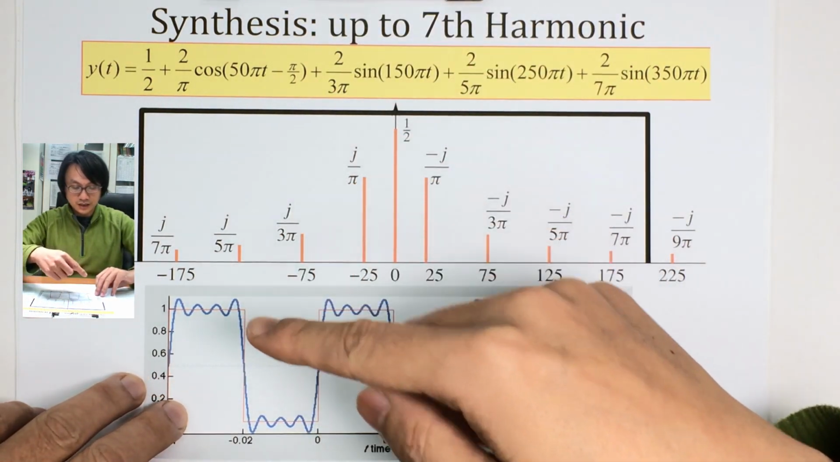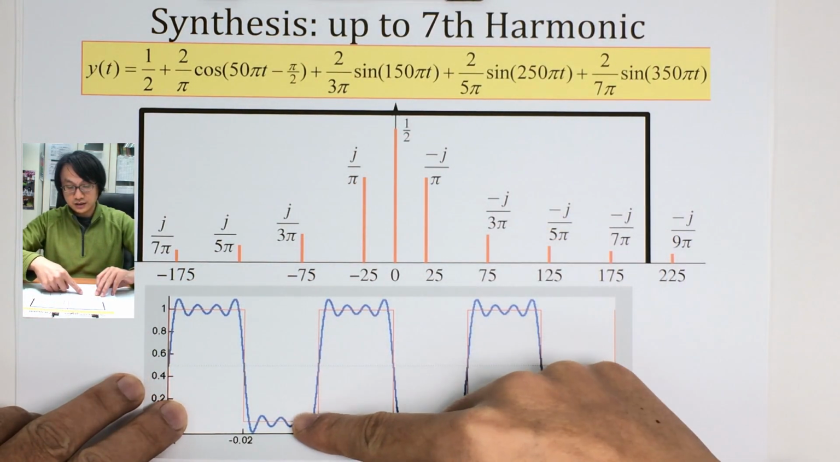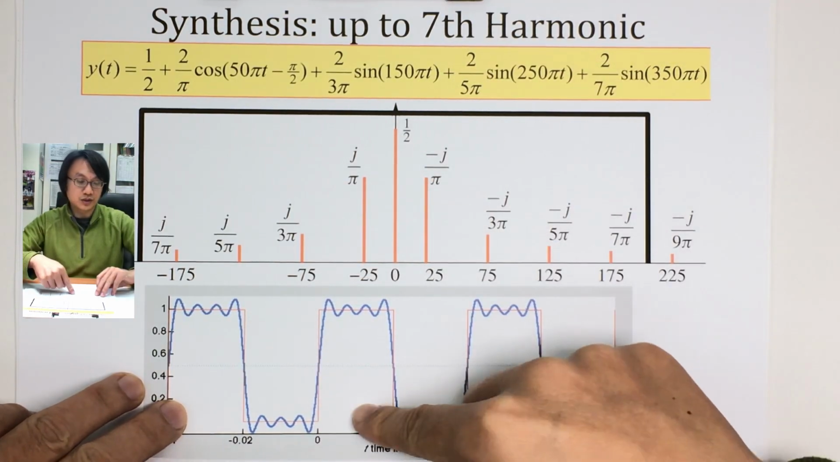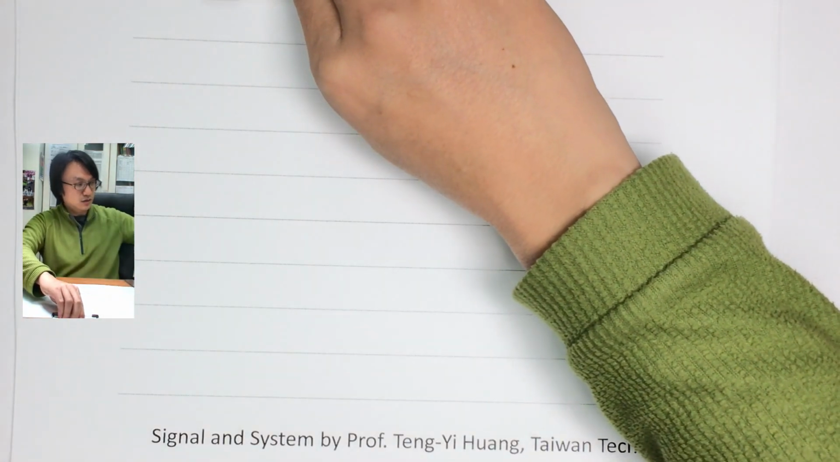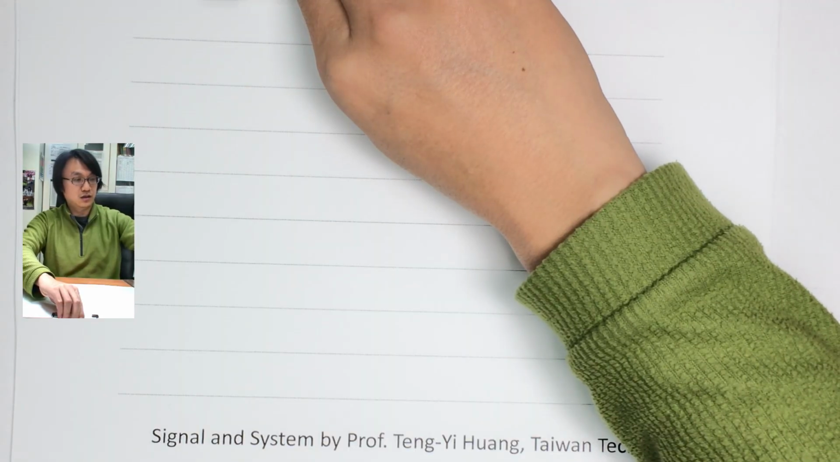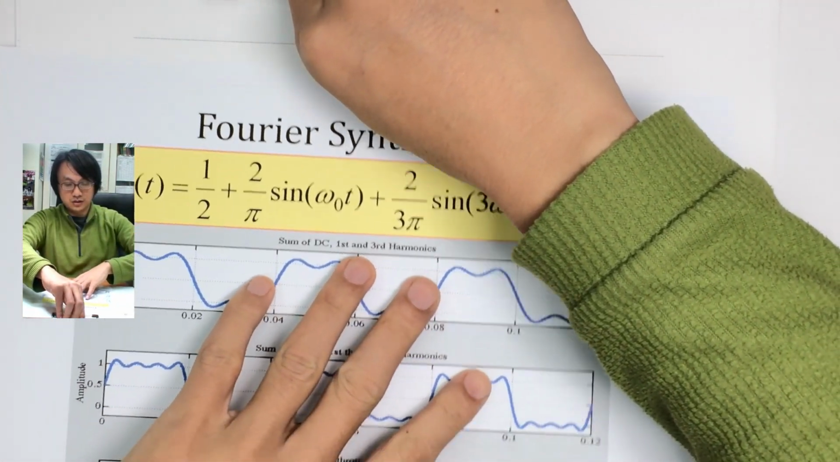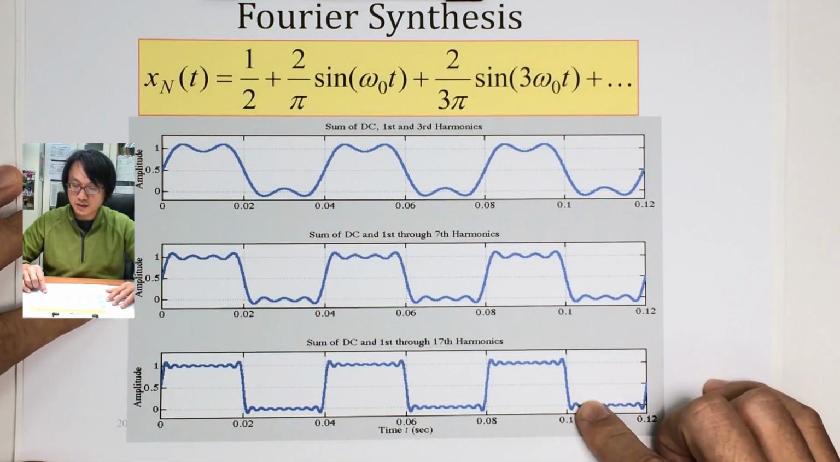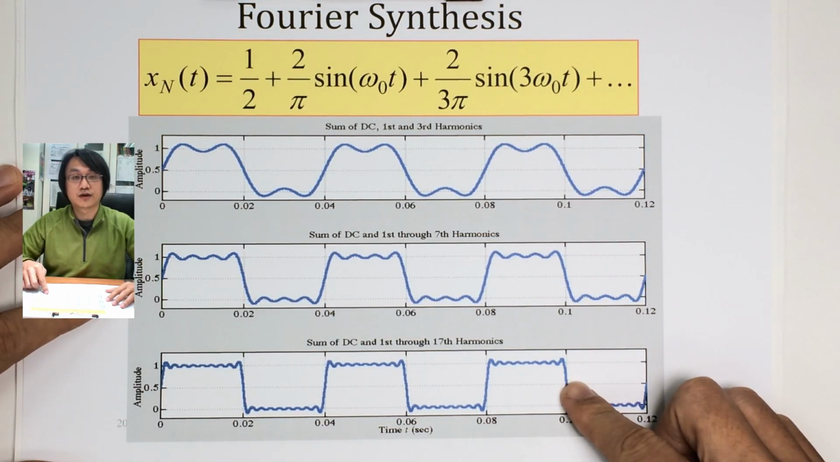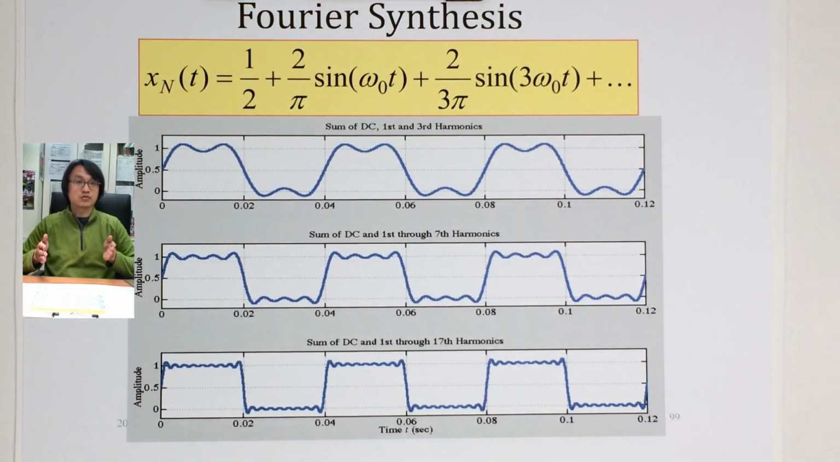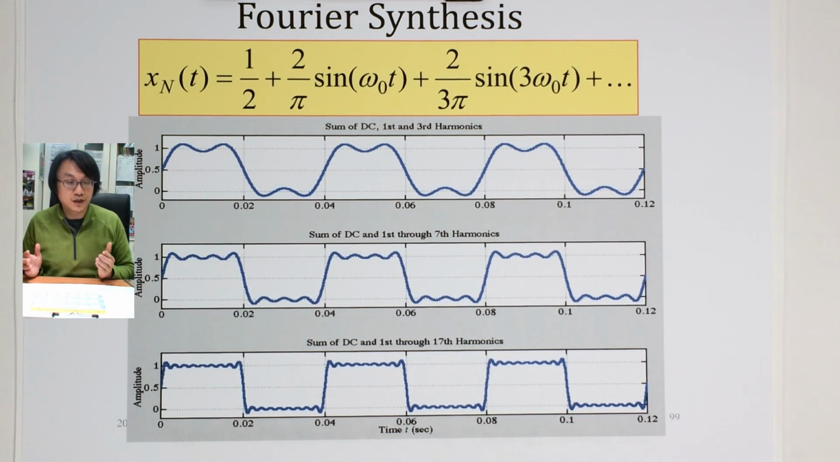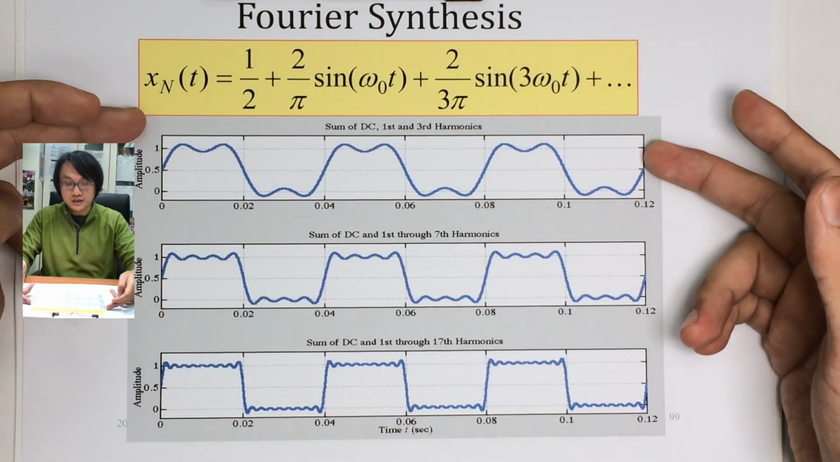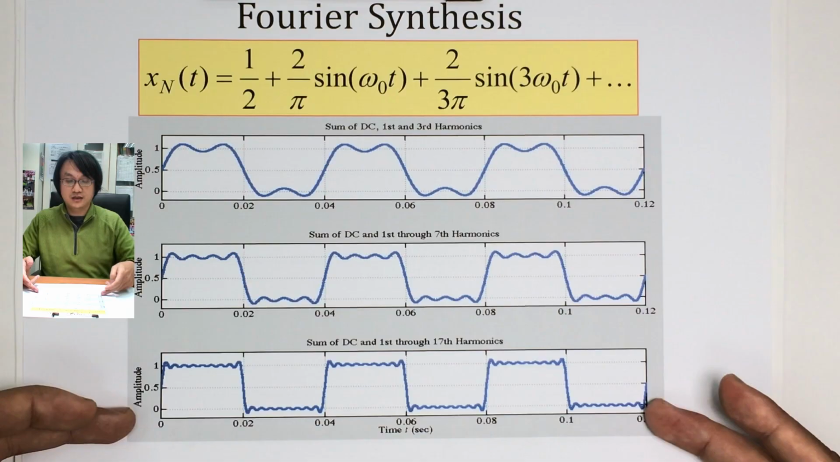So, you see, using up to the seventh harmonic gets even closer, using more. Up to the third, up to the seventh, up to the 17th, gets closer and closer to the original square wave. Of course, if we could go all the way to infinity, we'd recover the original square wave. But in practice, there's no infinity. We just try to approximate the original waveform.